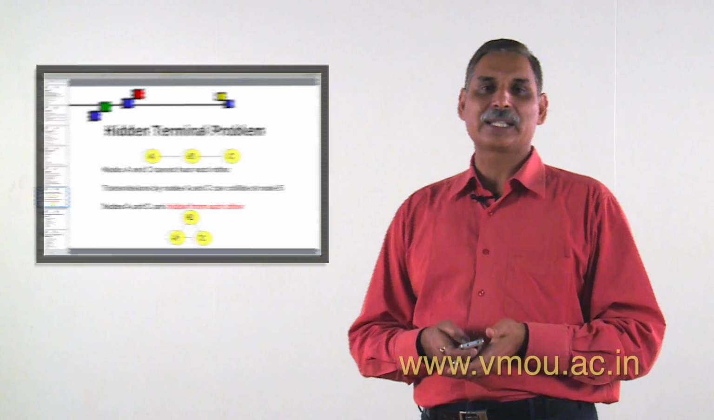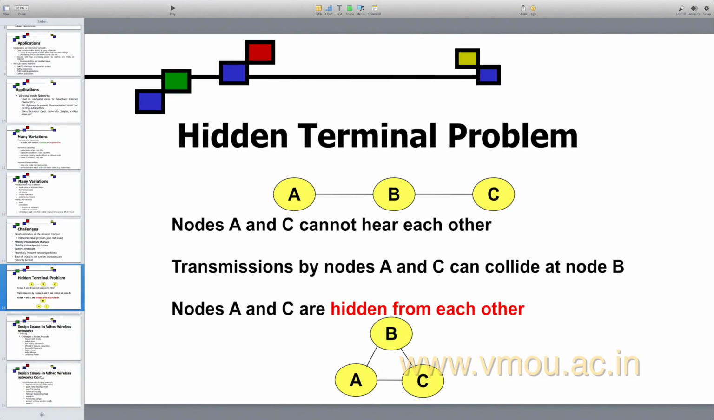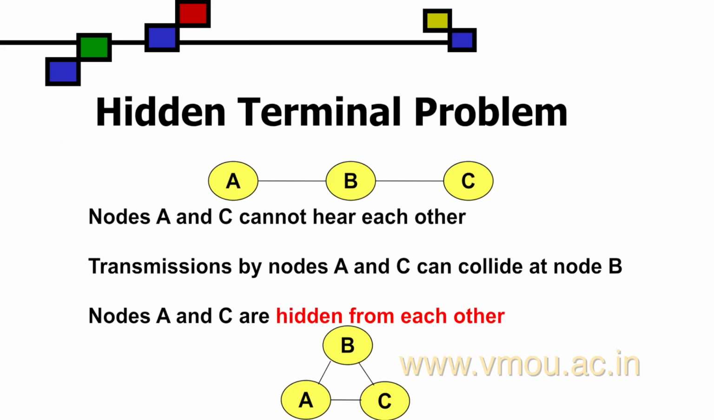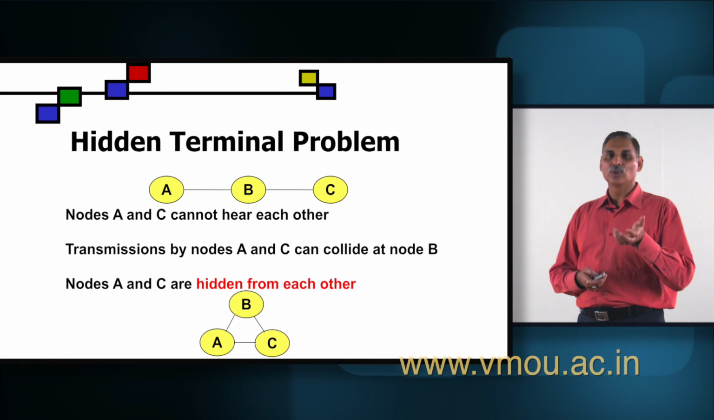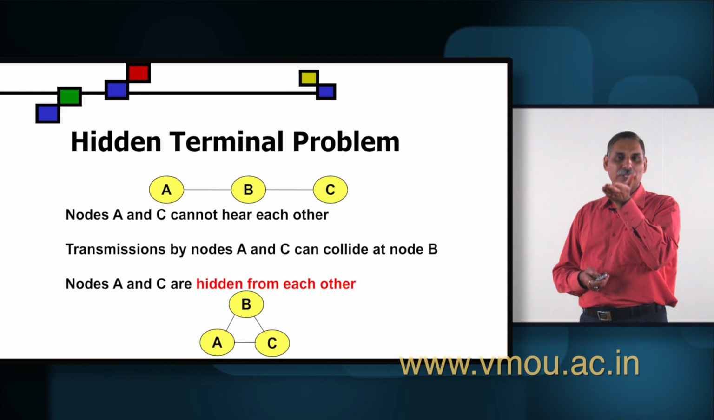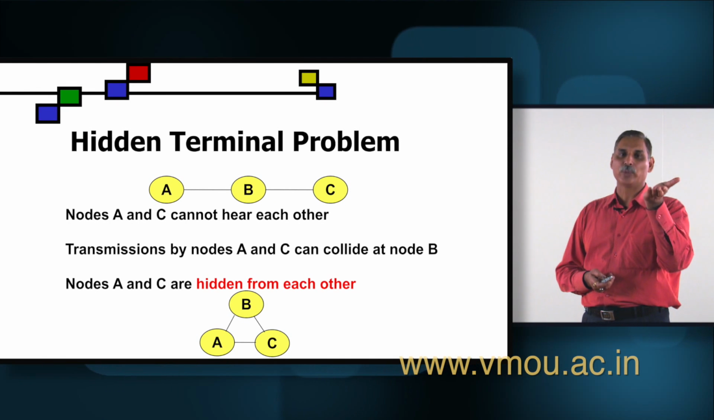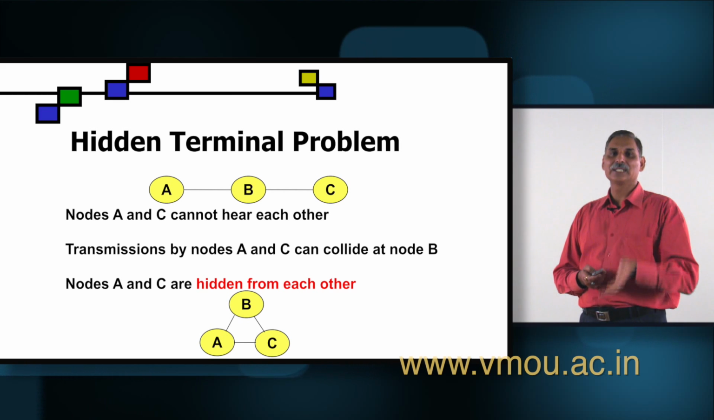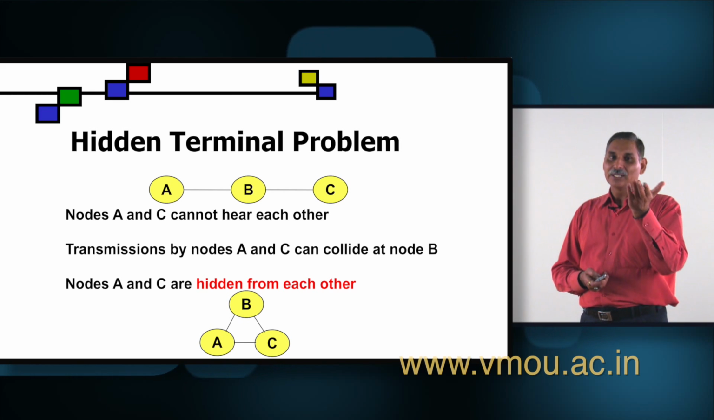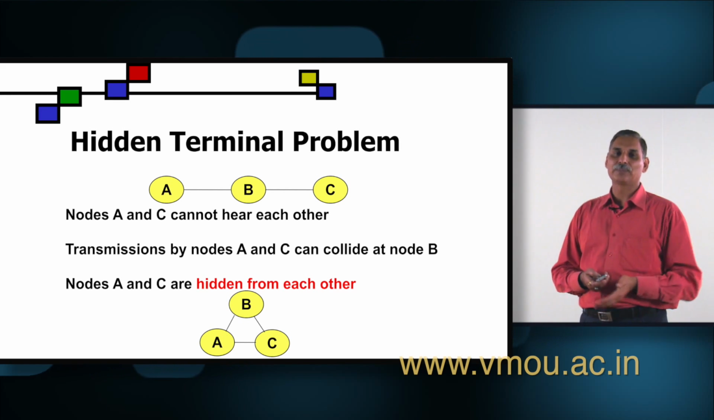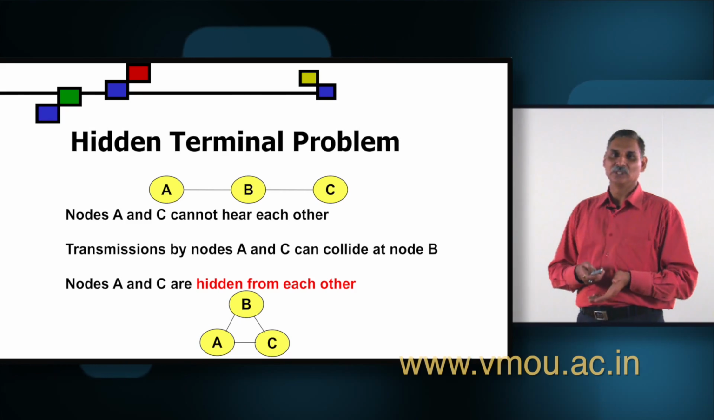The hidden terminal problem is like this: A wants to send to C, but C cannot hear A or the other nodes. The transmissions from A to C may collide with B, because B can hear C as well as A. So nodes A and C are hidden from each other, but they can talk to each other with the help of node B. That is the hidden node problem.